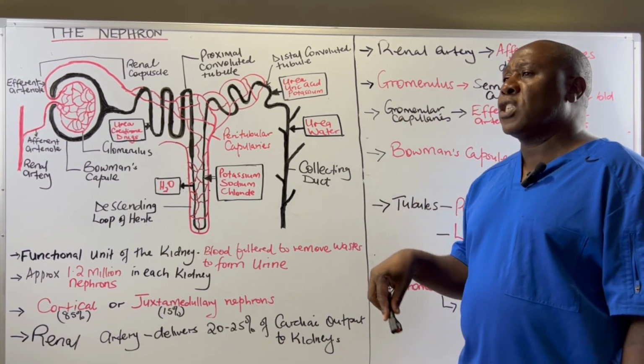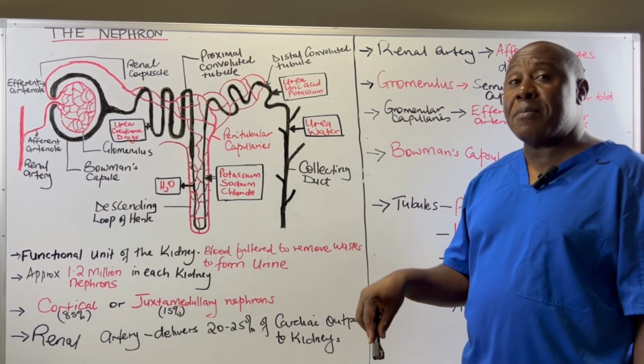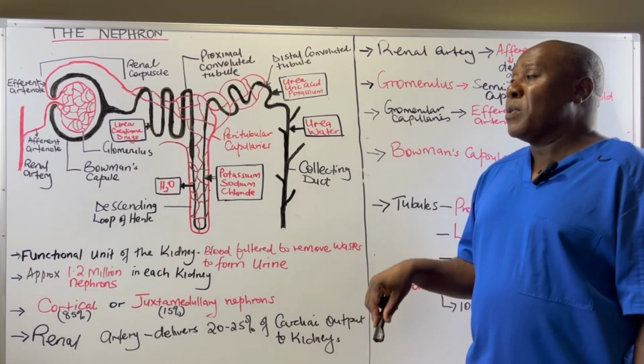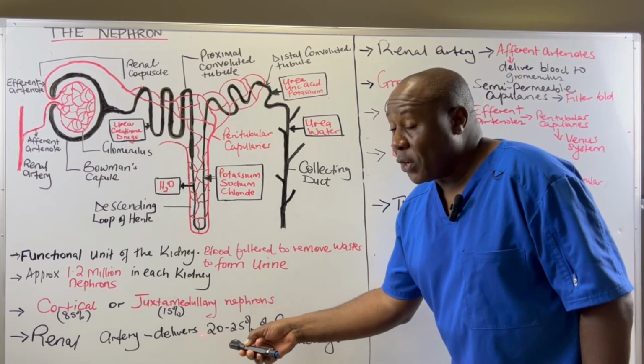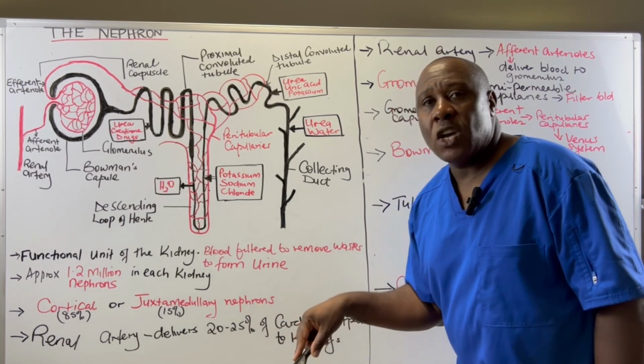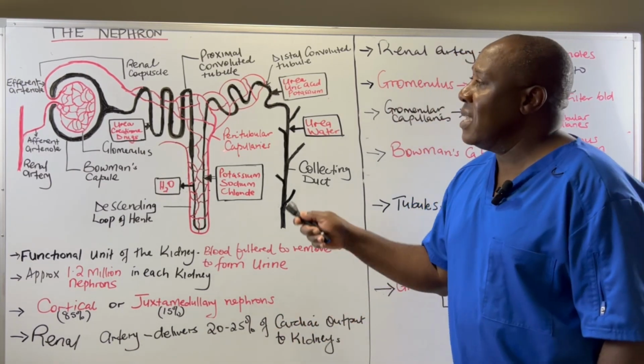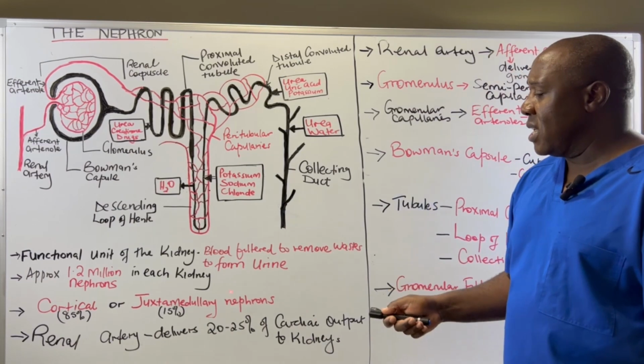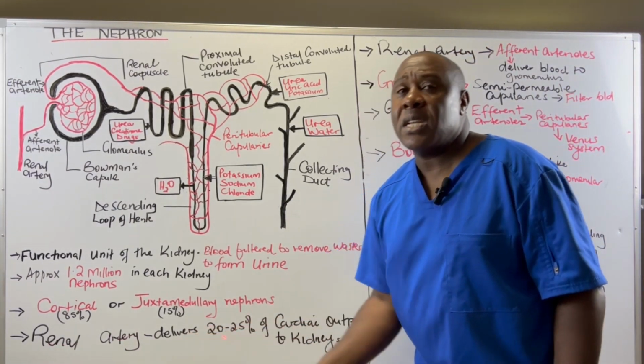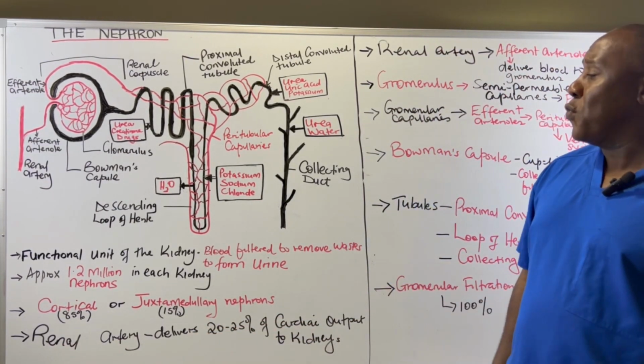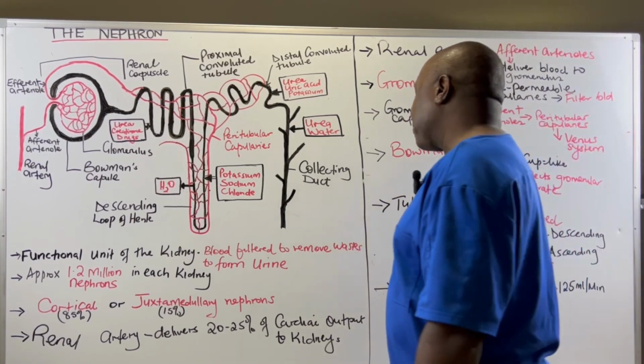The cardiac output is the total amount of blood that is pumped by the heart in 1 minute. So it means that 20 to 25% of that blood which is pumped by the heart is delivered to the kidney by the renal artery so that we can have filtration of waste from this particular blood.